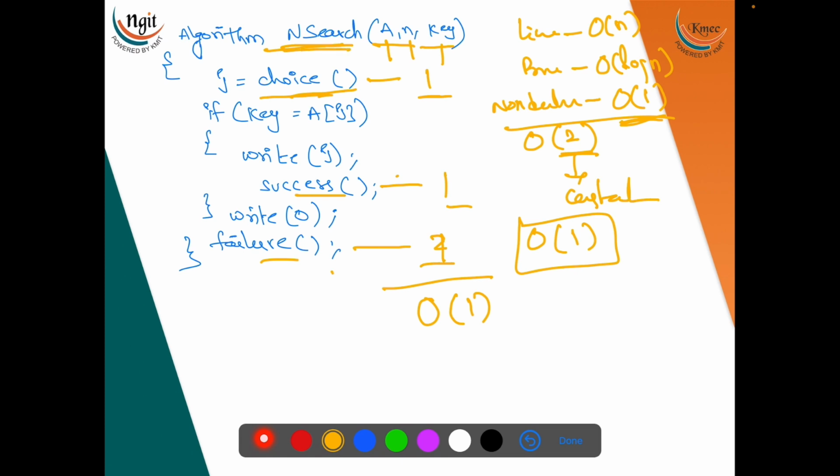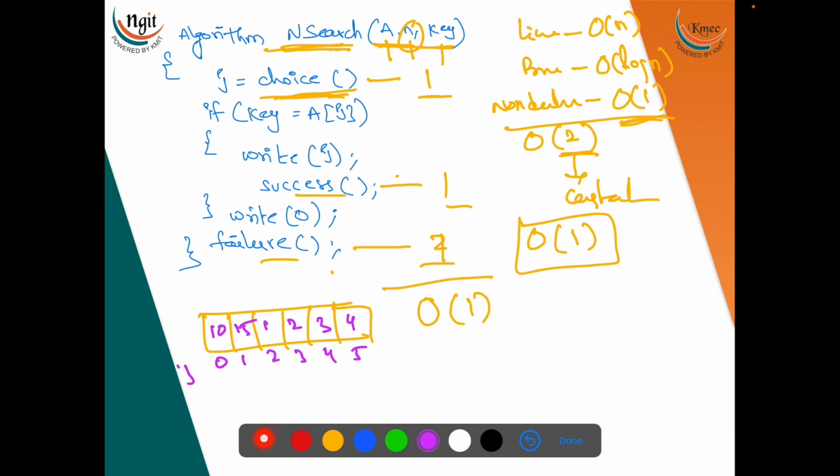Now, there is a searching algorithm with these inputs. J is equal to choice. This choice value should arbitrarily choose one of the elements from the n elements. Let's take an array of elements: 10, 15, 1, 2, 3, 4. The indexes are 0, 1, 2, 3, 4, 5.